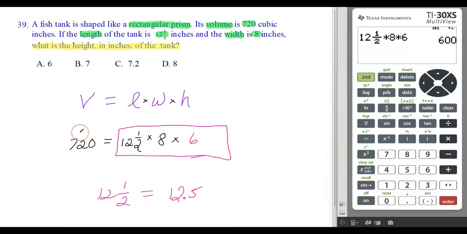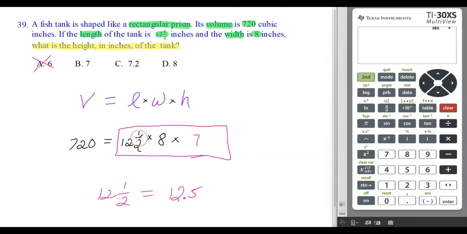That does not match with this, so A is not my answer. A is gone. So let's just keep going. Let's try answer choice B, which is 7. So I'll replace the height now with 7. And I'll see when I multiply this out, if I get 720, I'm good to go. This time I'm just going to use 12.5. It's just easier to punch in.